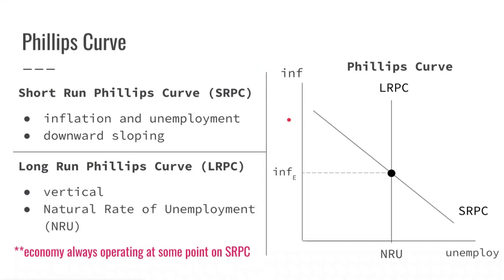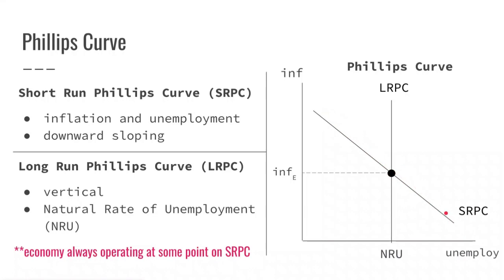So the Phillips Curve shows the relationship between the rate of inflation and the unemployment rate. Right here we have our short run Phillips Curve, or the SRPC, which you can see is downward sloping. It shows that inverse relationship between inflation and unemployment in the short run.